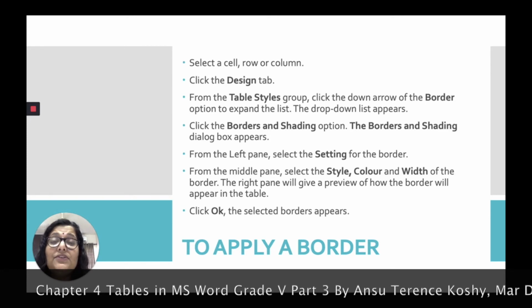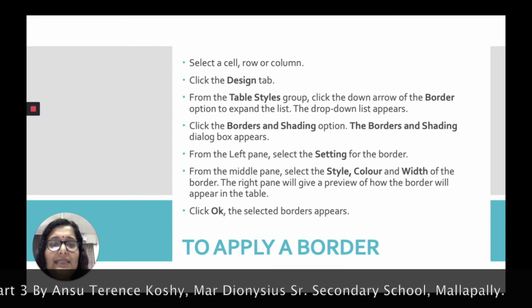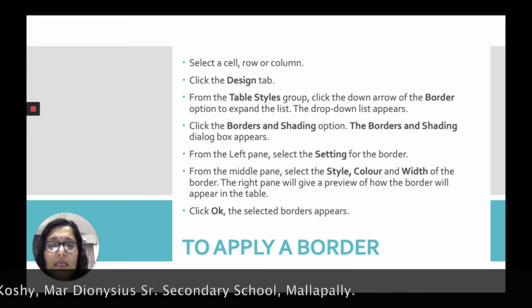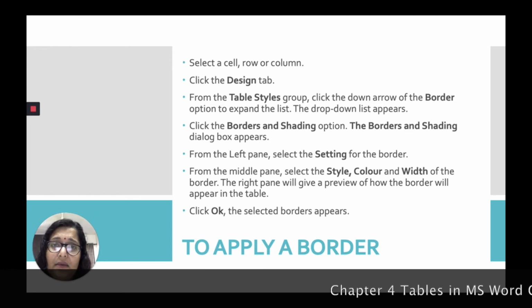The Borders and Shading dialog box appears. From the left pane, click the Setting for the border. From the middle pane, select the style, color, and width of the border. The right pane will give a preview of the border and click OK.